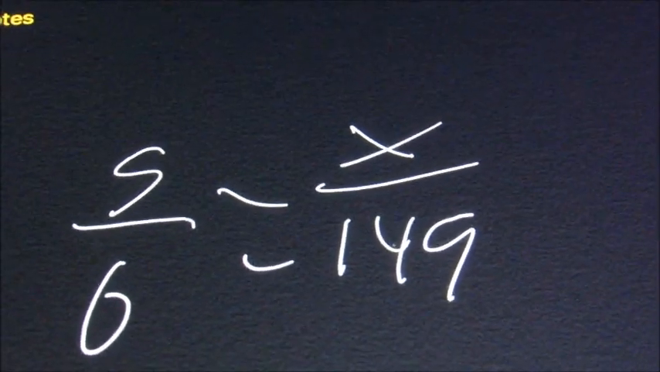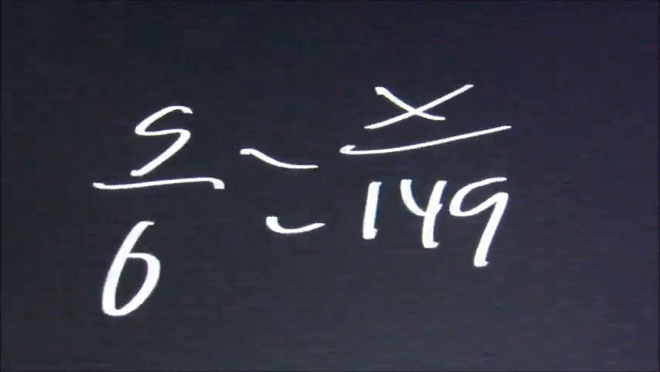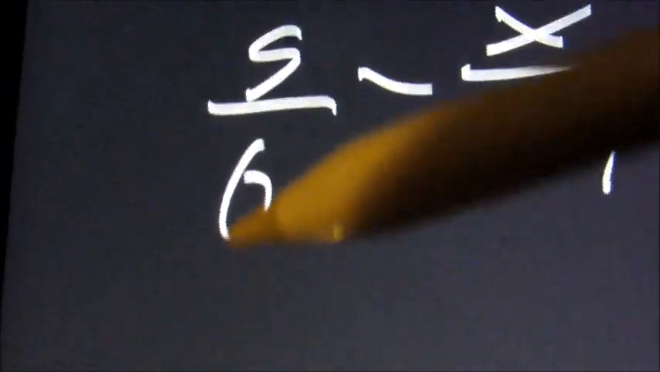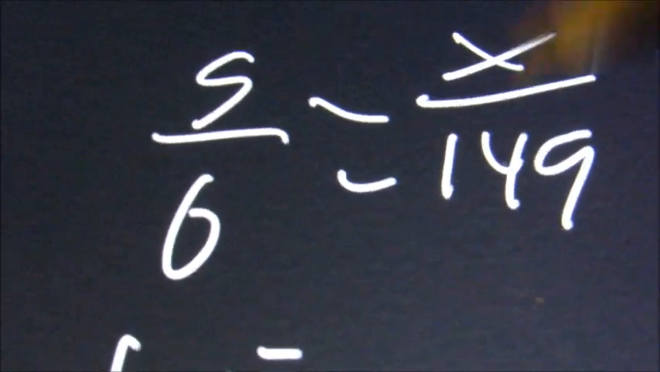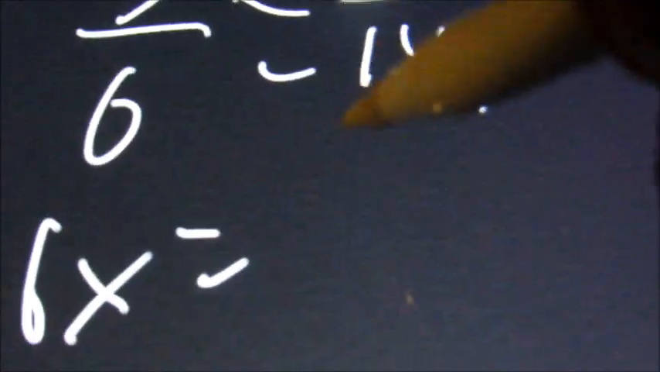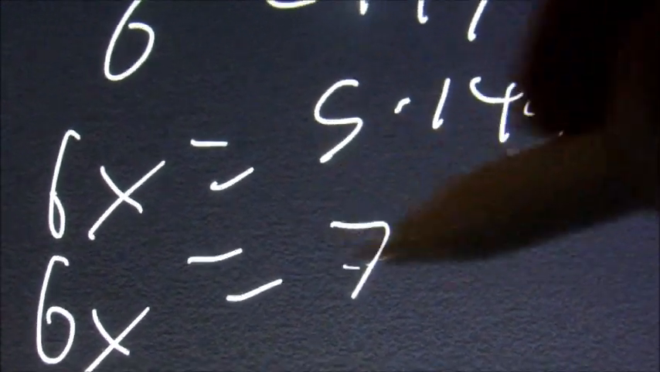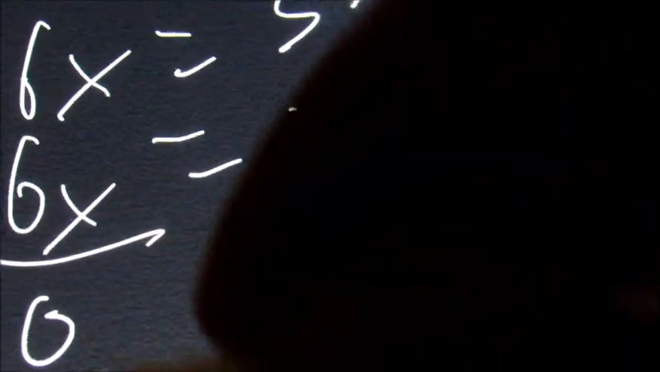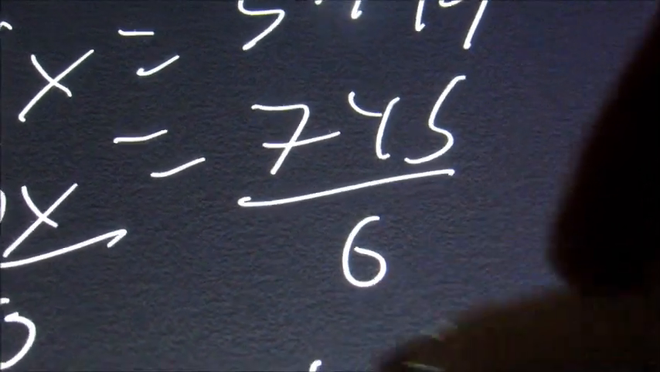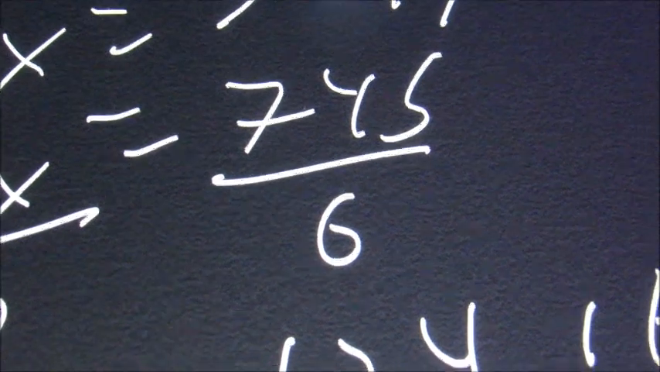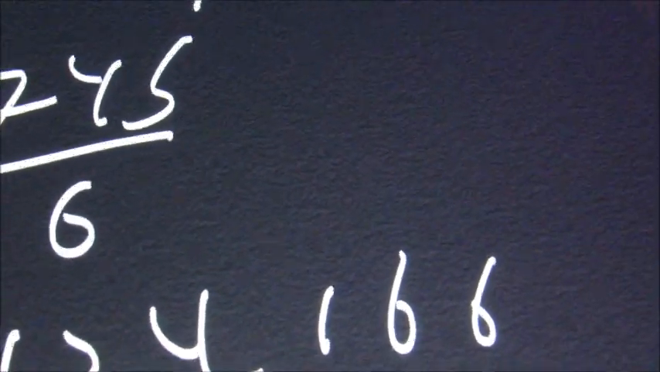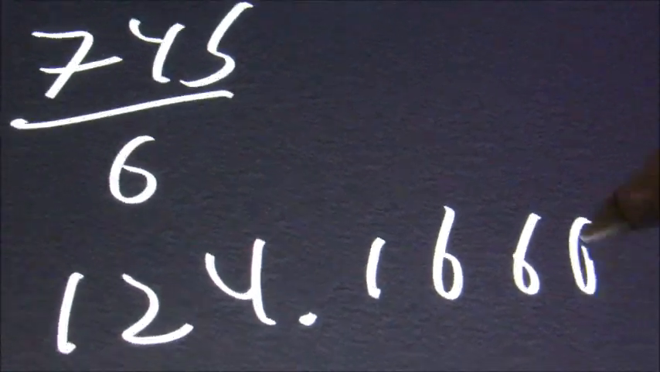So here, we're not going to be able to simplify anything. So we're just going to have to say 6 times x is 6x equals 5 times 149. And I'm just going to write that 5 times the 149. So we'll have 6x equals 745. Divide both sides by 6. And we're going to get x equals 124.166. And the 6's go on.